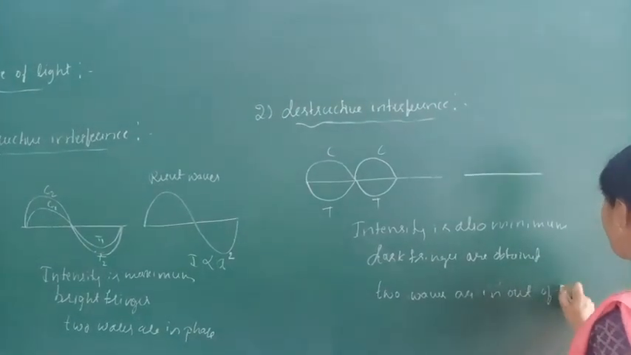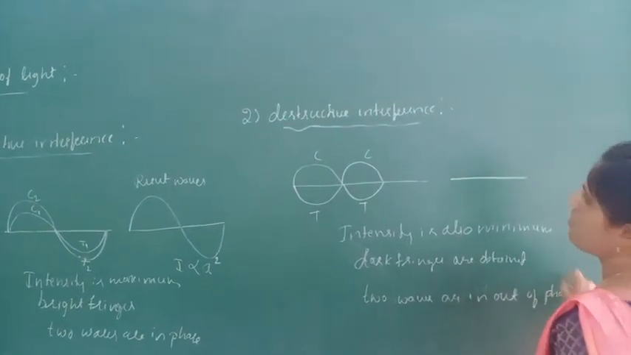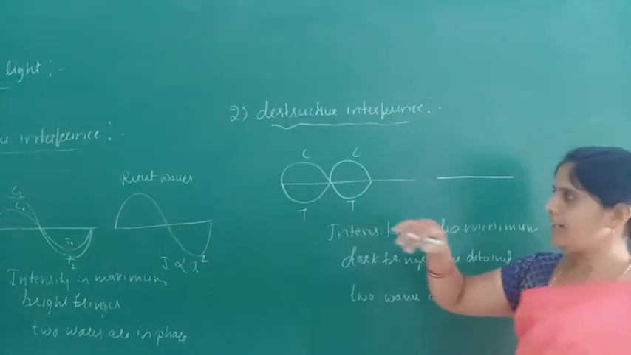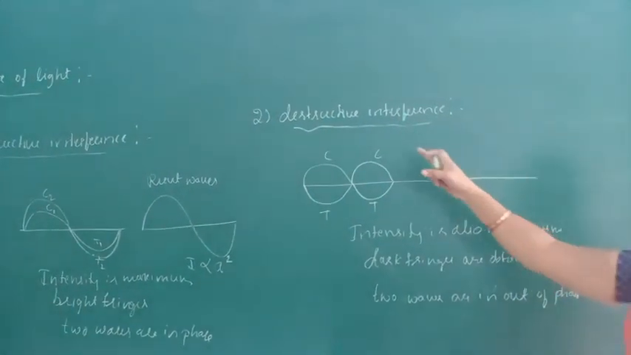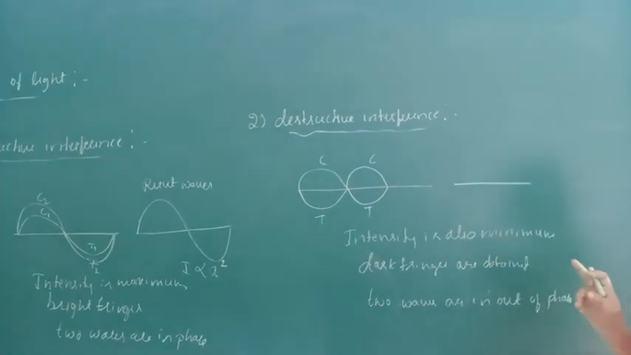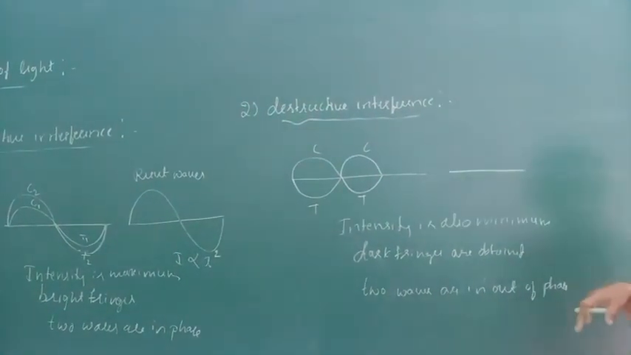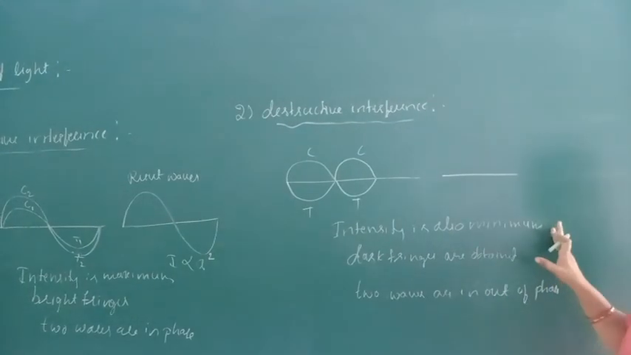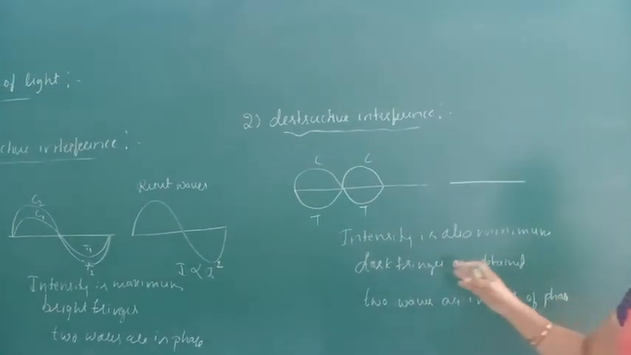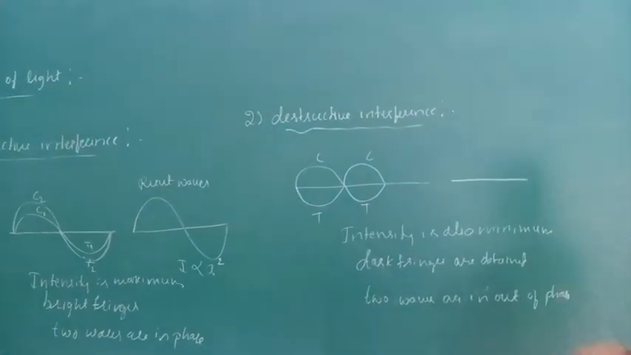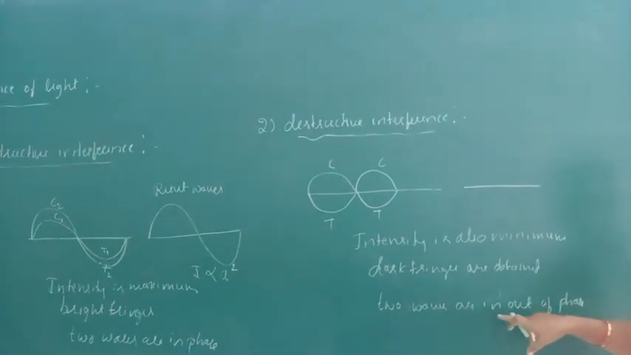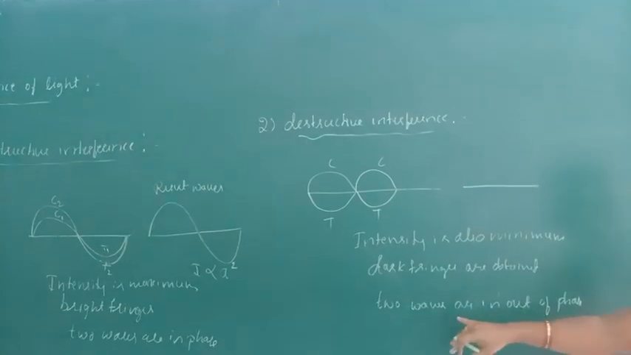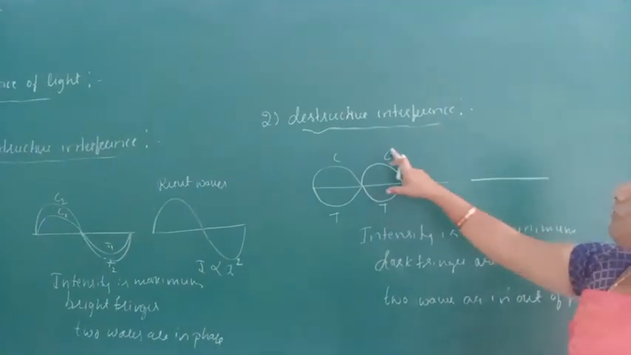If the crest of one wave falls on the trough of another wave, or the trough of one wave falls on the crest of another wave, then it is known as destructive interference. In destructive interference, the amplitude is minimum, so intensity is also minimum. As intensity is minimum, dark fringes are obtained. In destructive interference, two waves are out of phase.